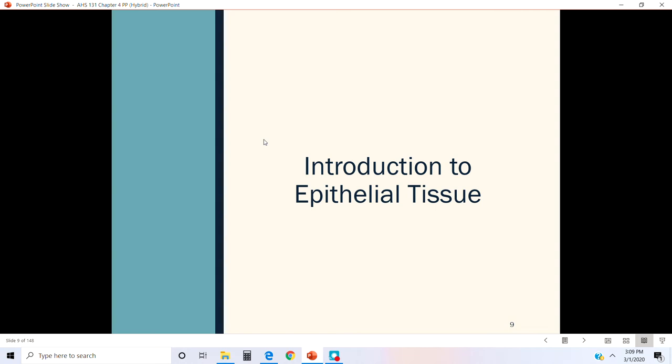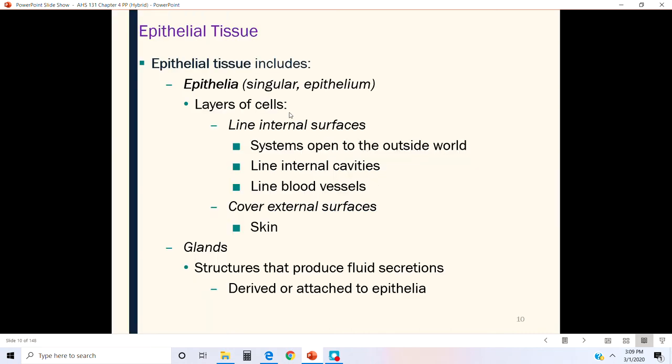Let's take a look at epithelial tissue. We'll begin looking at epithelial tissue. So epithelial tissue includes epithelia, which is basically layers of cells. And just note here, you can say epithelium is singular. So it's going to have layers of cells. These cells are going to do two things. Like I said before, they're going to cover and line. Think of them as lining all of our internal surfaces. Any system that has openings to the outside world is going to be completely lined by epithelium.